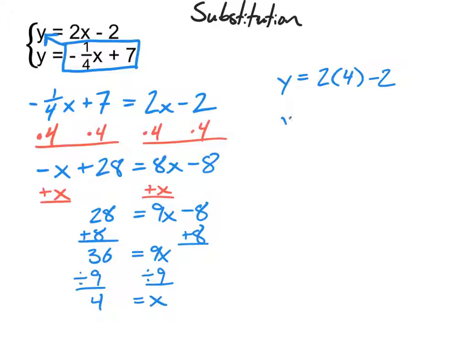And so we end up with y equals 8 minus 2, therefore y equals 6, hence a final solution of 4, 6. And yes, of course, that is what we were going for, was that solution.